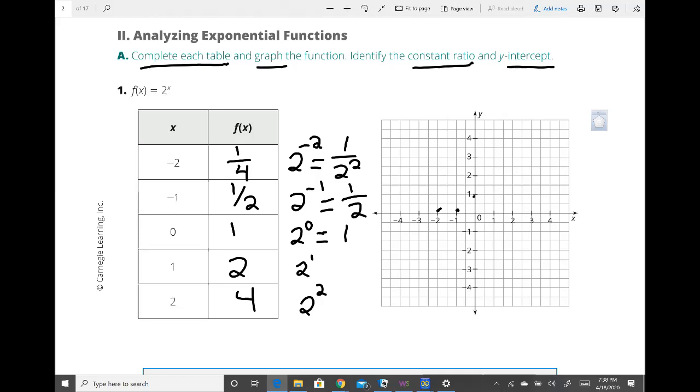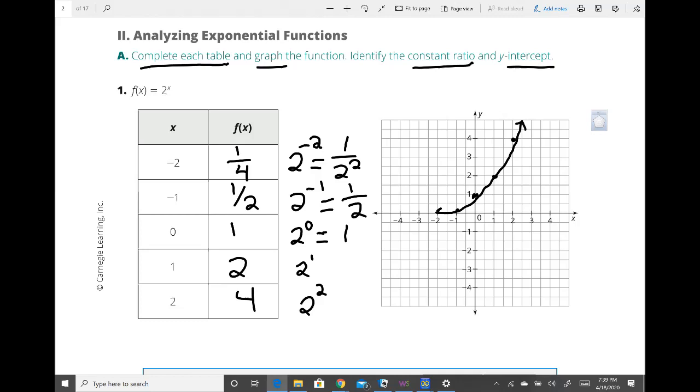Some of you are already thinking about this, like, oh, that looks like the y-intercept. And then we have 1 and 2, and we have 2 and 4. Okay, so there's our graph. Let's go ahead and connect the dots. It's going to be hard to put this on slides because I'm not sure if it gives me the option of making a curved line, but it looks something like this. Okay, so there's our graph.